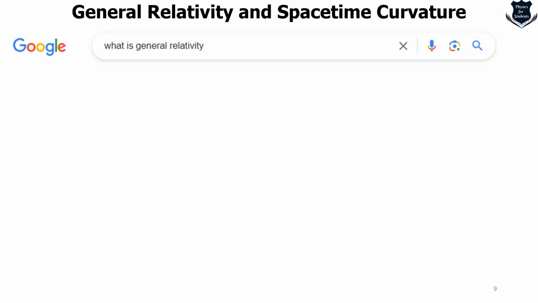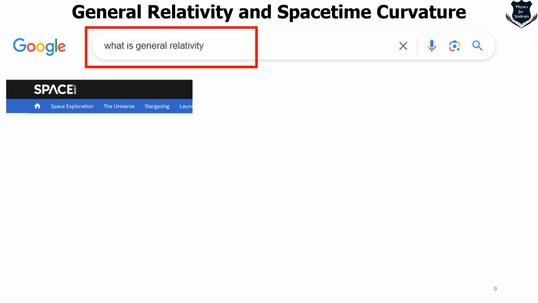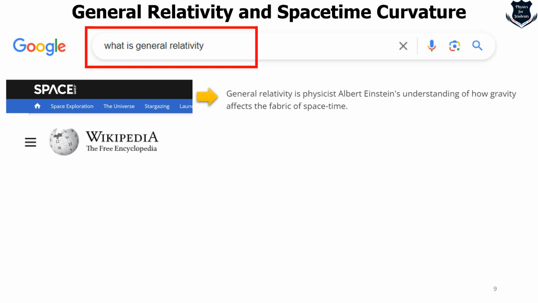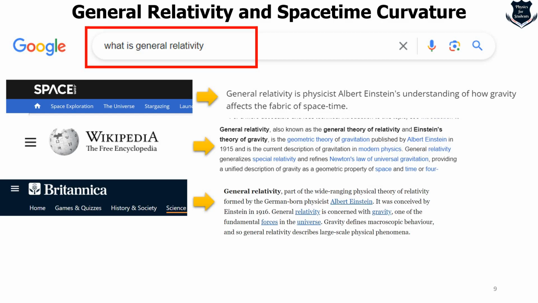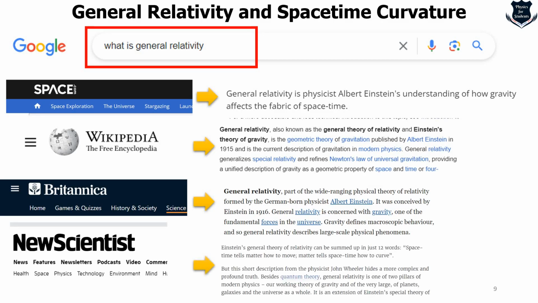If you go to Google and type in the question, what is general relativity, you will come across these very famous and well-known websites. And all these websites actually reflect one common idea: it is a theory developed by Einstein. It is a theory of gravity. It is a theory which talks about space-time, geometry, etc.